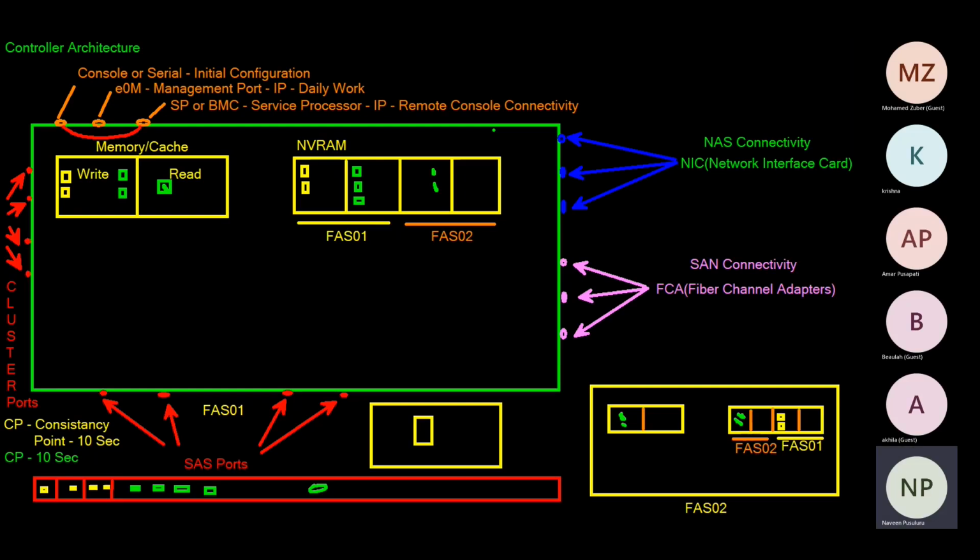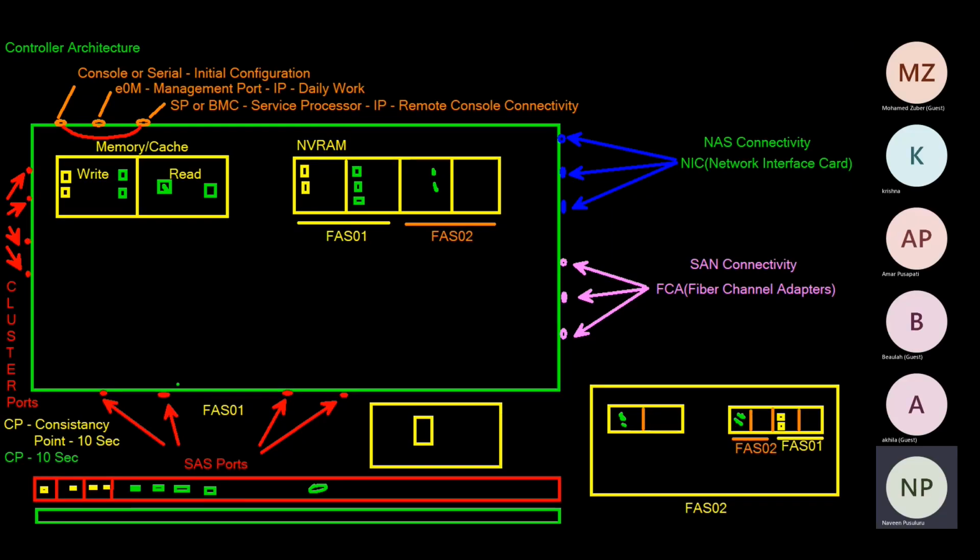For example, let's assume that the data which the client is requesting is not found in the read part of the cache. Then it has to go through the backend SAS ports, enter the disk shelves, and scan all the disks. Let's assume it has multiple disk shelves. It has to scan for the data on all the disk shelves and all the disks, find the data, copy it into the read part of the cache, and serve it to the customer.